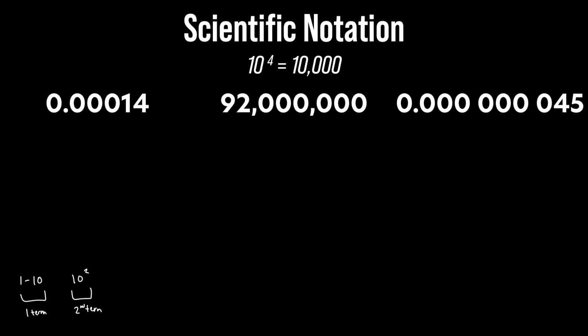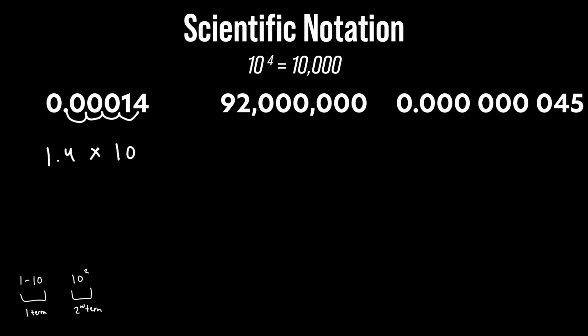Now, for this first example, if we move the decimal point 1, 2, 3, 4 places, you'll notice that we'll have 1.4. 1.4 is in between 1 and 10. So the first term is complete. Now we know that this number here, 0.00014, is not equivalent to 1.4. So we're going to multiply it by a power of 10.